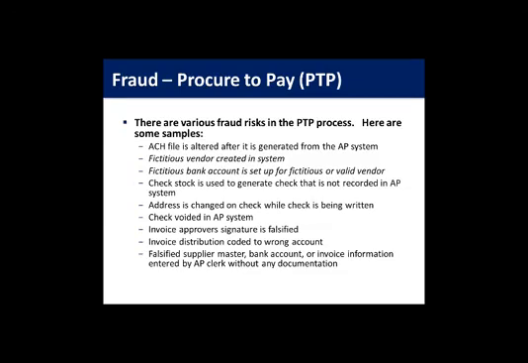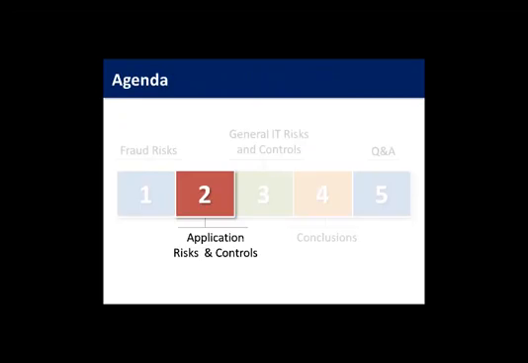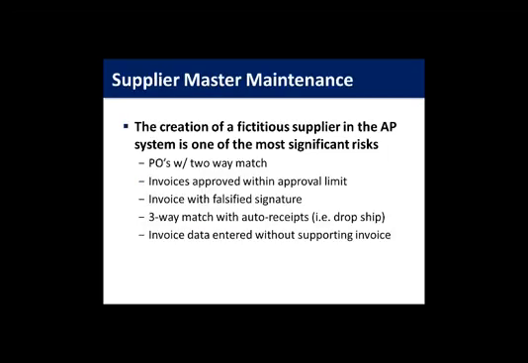And then the last one is just a data entry for an AP clerk, falsifying either supplier master, bank account, or invoice information with their valid access to the system. So those are some examples of risks, and I'm going to talk through specifically a couple of the ones we talked about, like supplier master maintenance.